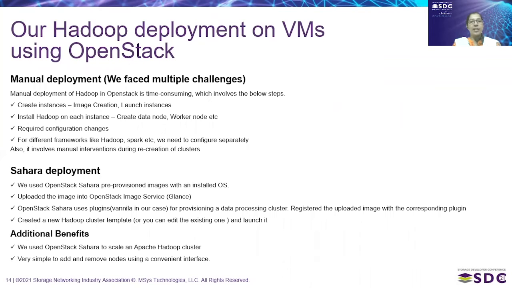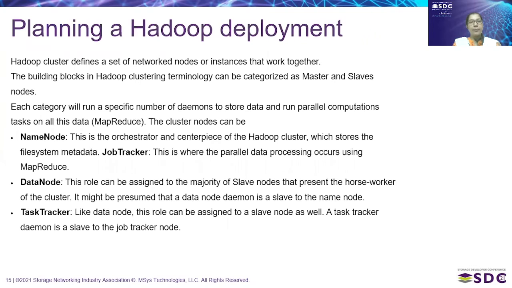We used OpenStack Sahara to pre-provision the images with an installed OS, uploaded the image to the OpenStack image service, and created a new Hadoop cluster template and launched it. Apart from this, an additional benefit is that we used OpenStack Sahara to scale an Apache Hadoop cluster. It is very simple to add and remove nodes using a convenient interface.